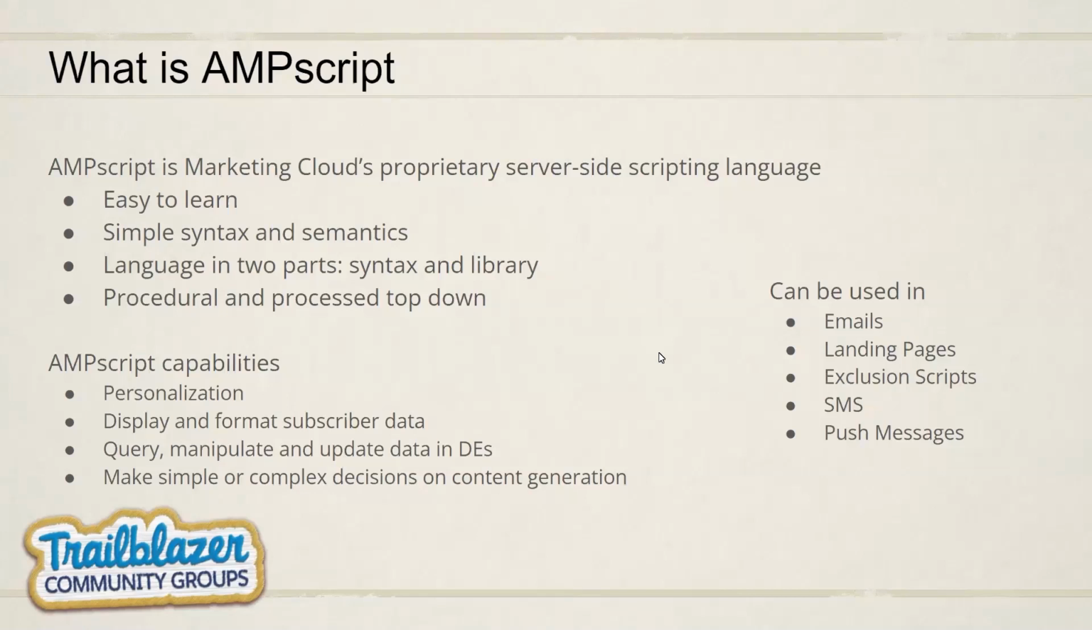And AMPscript is a procedural language, and it's processed top down. So the order in which you set or declare the variables, they will be processed in that order. And the content and the logic will be executed at the time of rendering the email or the cloud page. The first basic area where we use AMPscript is personalization. When we want to include some personalized content in the email, that's where we use AMPscript.